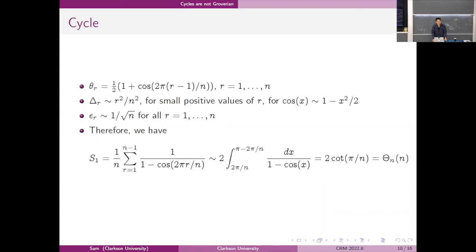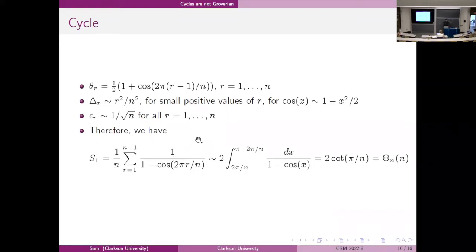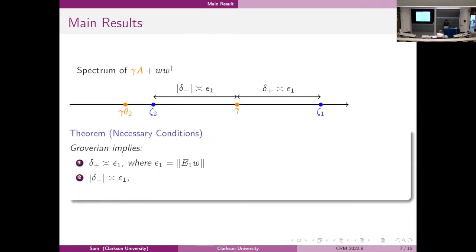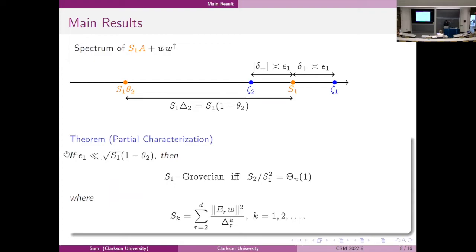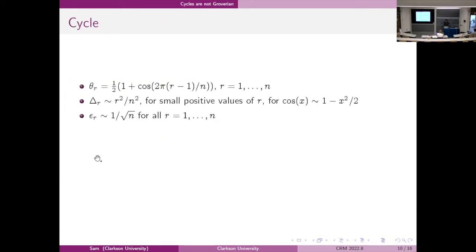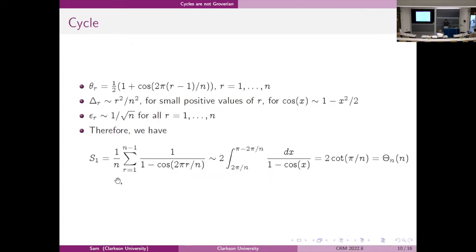So by using this information, we can see our partial characterization will not work, because epsilon 1 is not much less than square root of S1 times delta 2. So we cannot use this theorem to prove cycles are not working. Instead, we have to use the two necessary conditions we have.